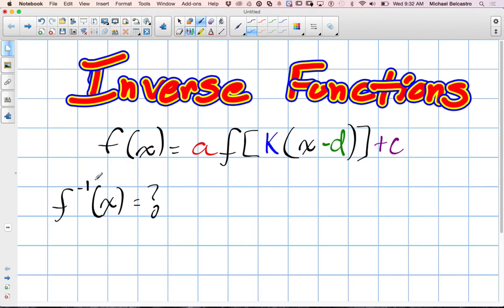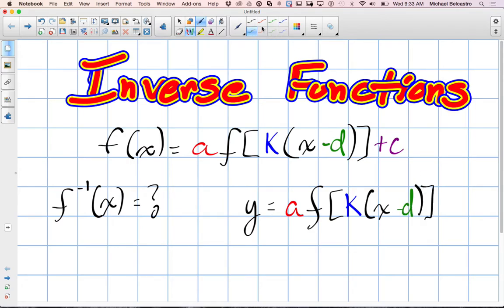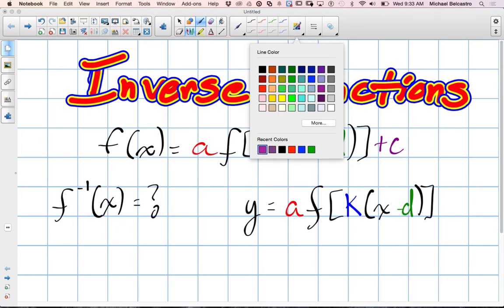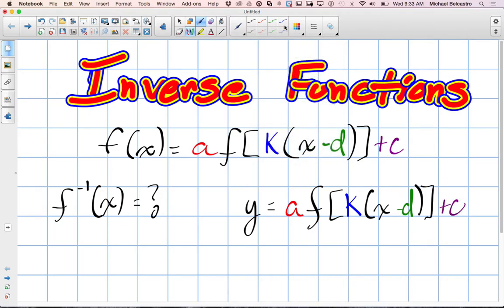So we could revert back to this being a y value, and I have y is equal to a f. I'm still going to use f to represent whatever it is. Inside we have k, x, and we're going to subtract d, and then plus the value of c. Okay. And from now on, I'm going to work in one color, because that takes too long to do.